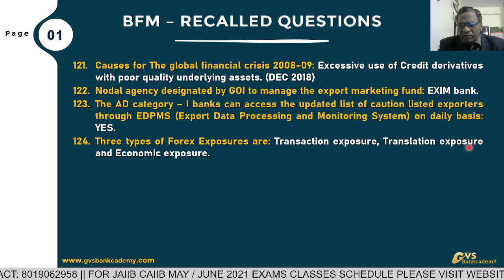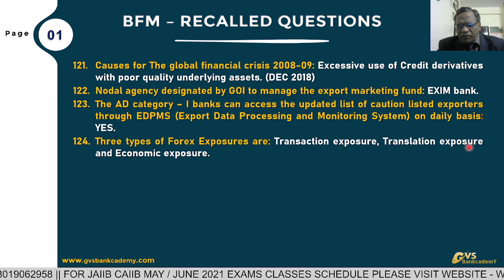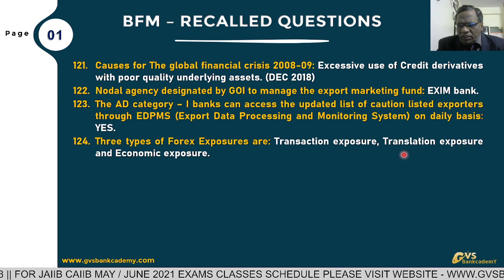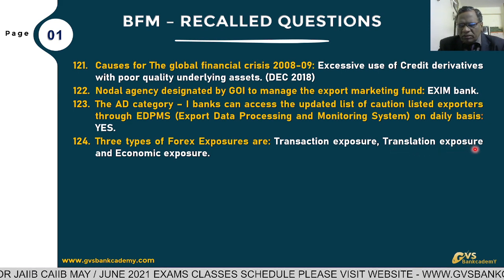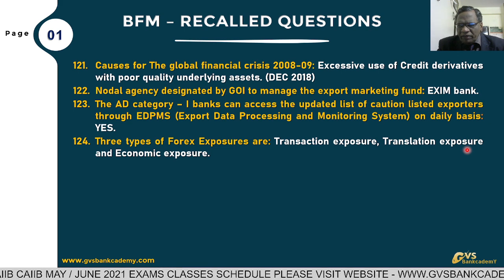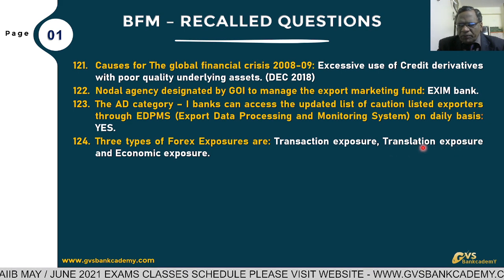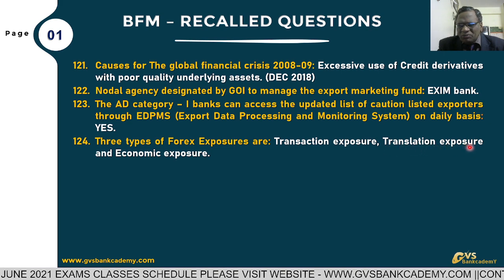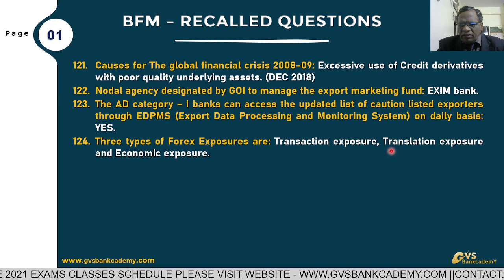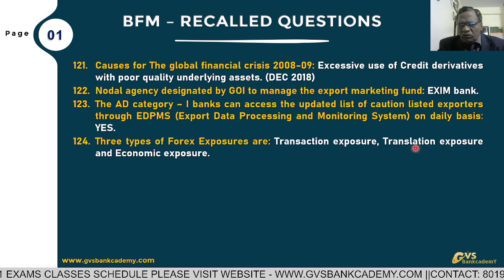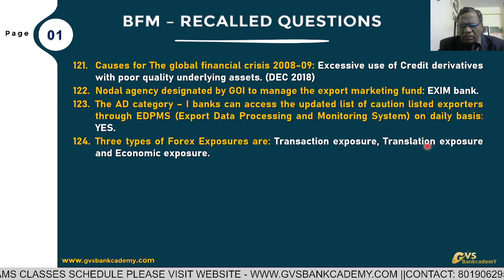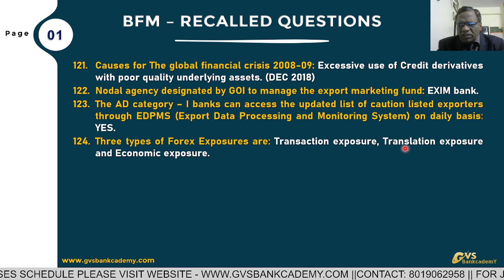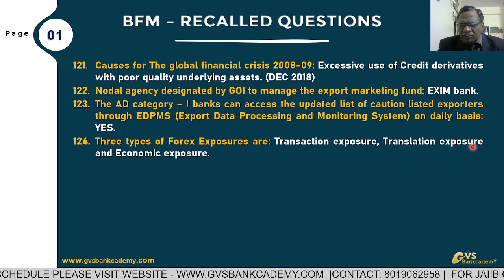Translation exposure means at the time of consolidation, Indian banks which are having foreign branches, all the assets and liabilities of the foreign branches, they are converting into the domestic bank balance sheet for consolidation purpose on 31st March. At that time, that is called translation exposure. Whatever the rate declared on 31st March, that rate is used for translation of foreign currency assets and liabilities into domestic currency on 31st March for consolidation purpose. That is called translation exposure.